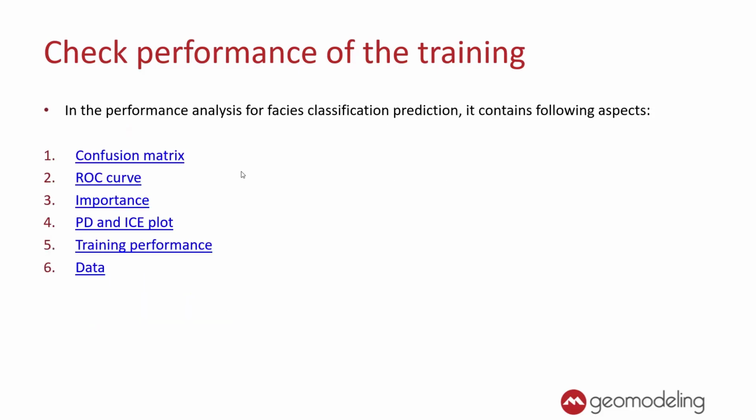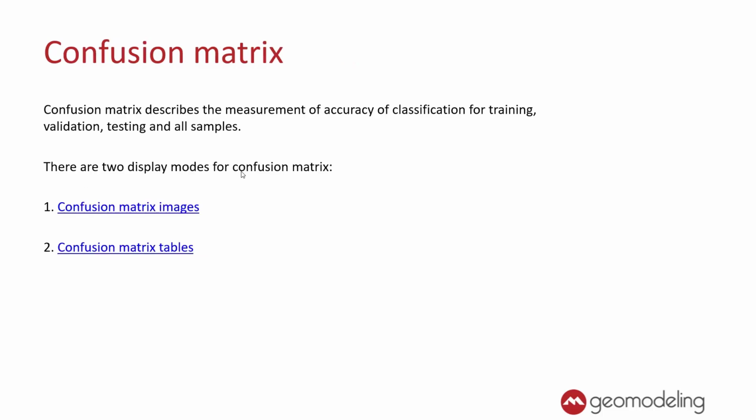In the performance analysis for facies classification prediction, it contains the following aspects: confusion matrix, ROC curve, importance, PD and SAE plot, training performance, and data. The confusion matrix describes the measurement of accuracy of classification for training, validation, testing, and all samples. There are two display modes for the confusion matrix: the confusion matrix images and the confusion matrix tables.